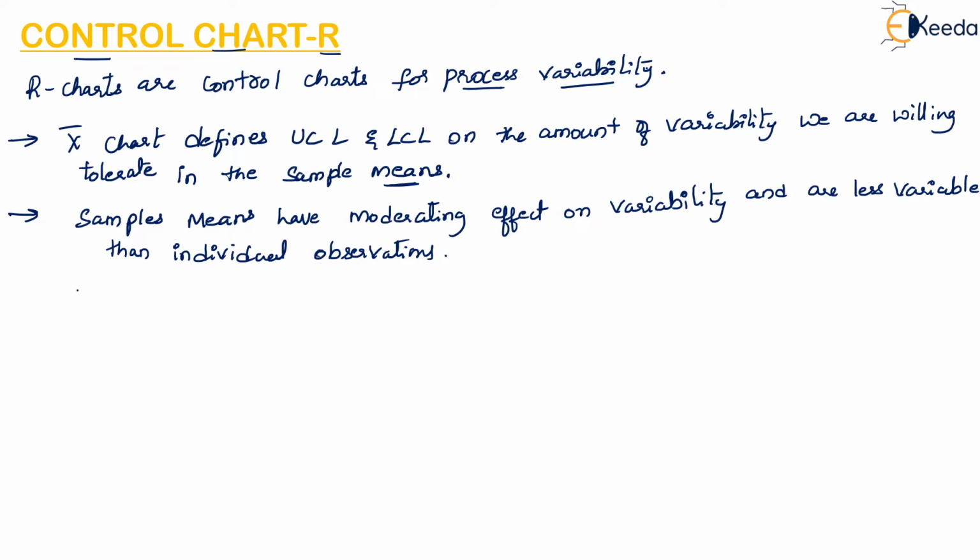So quality concerns are addressed to individual observations, like the drive shaft diameter. Simple individual observations, like the diameter of the drive shaft or the dimension of a particular component, all matter to the quality of the product or the component. So in order to monitor the variability of individual observations, we use another control chart, and that chart is the R chart.